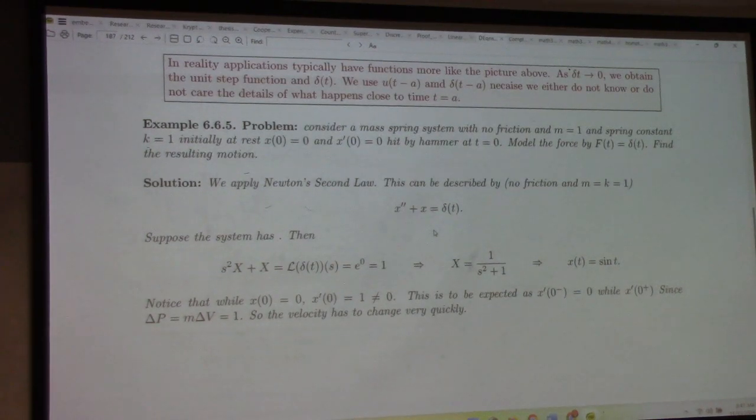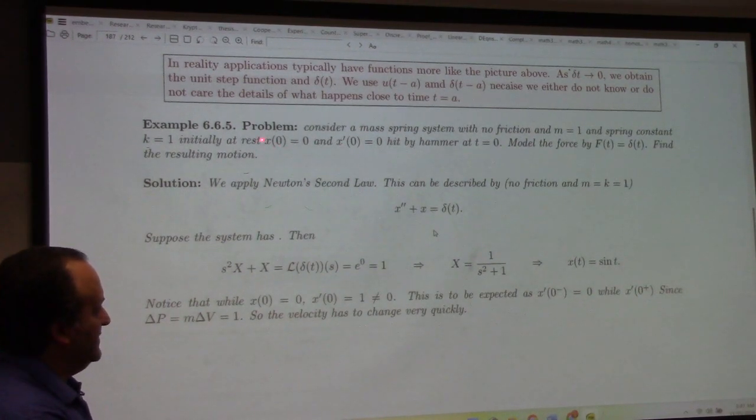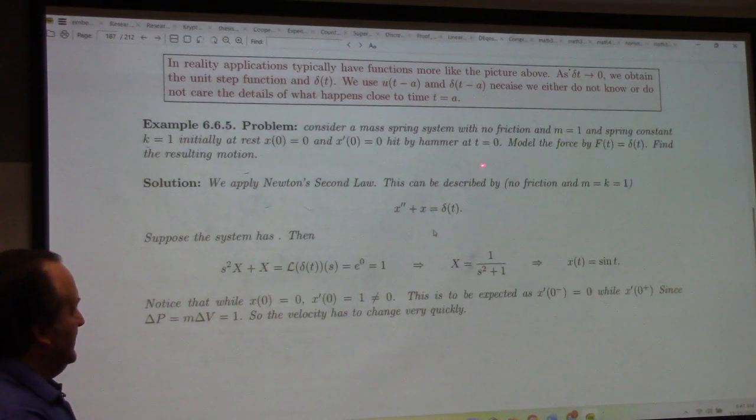So here we have mass 1, spring constant 1, initially at rest and initially unstretched, right? So that's kind of the most boring possible thing. It's just sitting there doing nothing, minding some business, and then the hammer hits it at time 0.